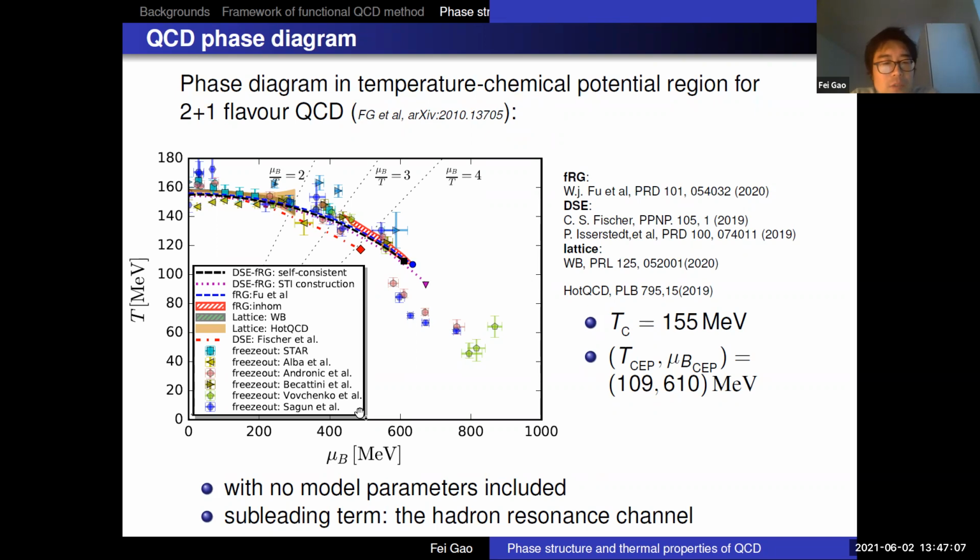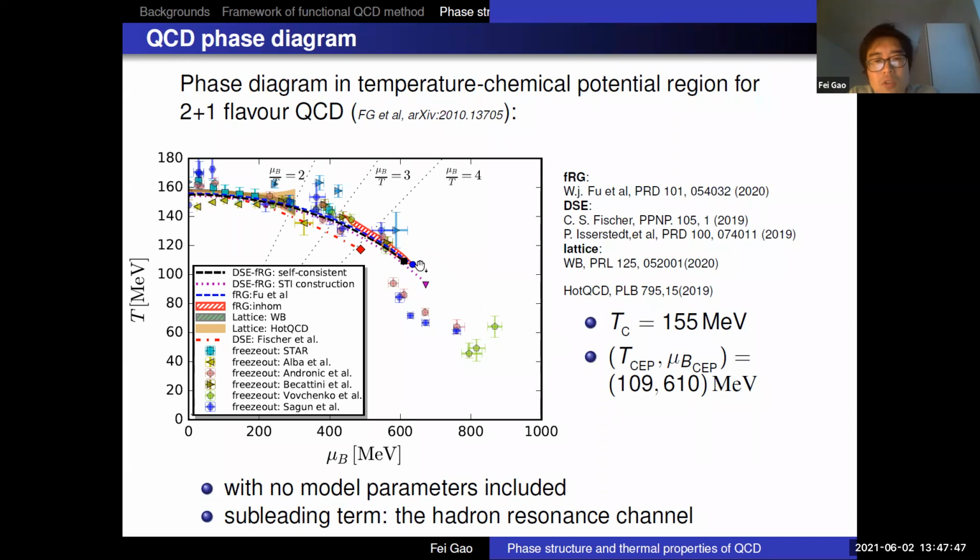And so we finally get this phase diagram for QCD in the temperature and chemical potential region. As I mentioned, there are no model parameters, no interaction parameters included for the whole curve. And we have consistent results for T_c at mu equal to 0, and the curvature is also consistent with lattice QCD at low chemical potential. And then we get this CEP at around a temperature of 110 MeV, and mu_B, the baryon chemical potential, around 600 MeV.